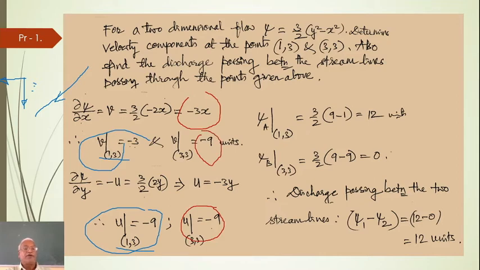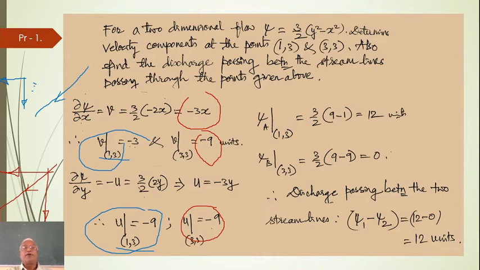Now if I try to represent that at 3 3, it is minus 9 this way, and then the x component is also minus 9, so it is also like that. So the resultant velocity will be in the same manner. Now the u and v components are there, which will be giving you the resultant velocity.